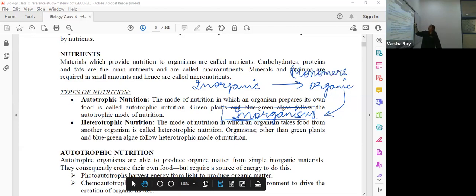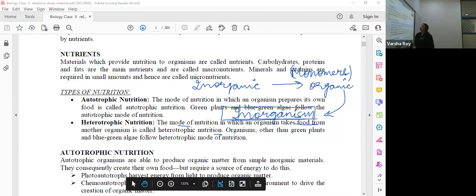In the form of single units, simple units, monomers. Right? So heterotrophic nutrition, the mode in which an organism takes food from another, is heterotrophic. Organisms other than green plants, the ones who do not have a chlorophyll pigment, all fall under heterotrophic nutrition. Heterotrophic nutrition has further subdivisions and types we'll discuss after some time.